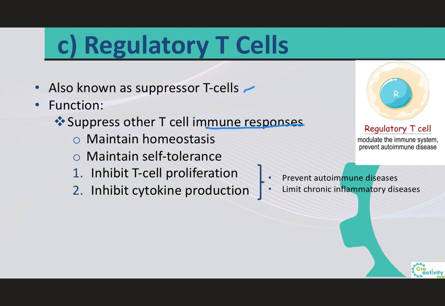And in this way, they also maintain what we call the self-tolerance by either inhibiting T cell proliferation or inhibiting cytokine production. And by doing this, they will prevent certain types of autoimmune diseases that might happen if you have too many T cells circulating. And this will also limit chronic inflammatory diseases due to an excess presence of T cells within the circulatory system.